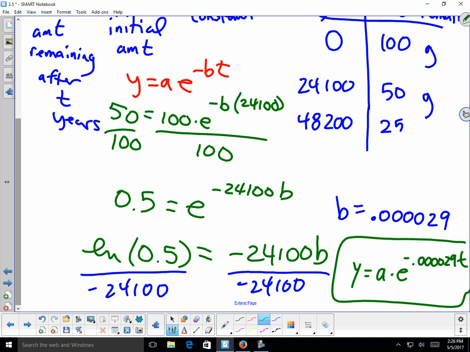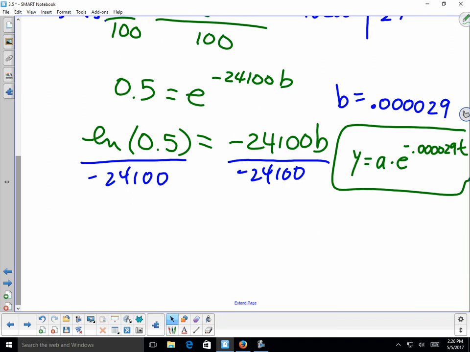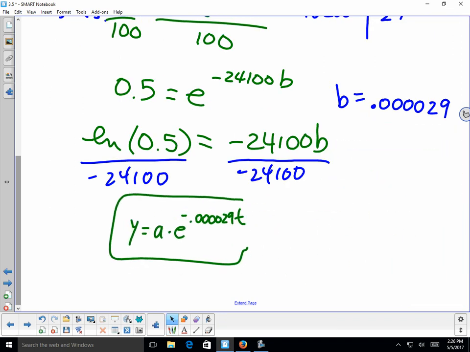How'd you get positive? Because ln of 0.5 turns out to be a negative number, and I'm dividing by a negative number, right? And so that b value turns out to be positive, but there's a negative in the formula.